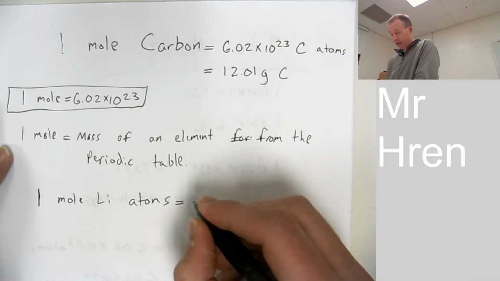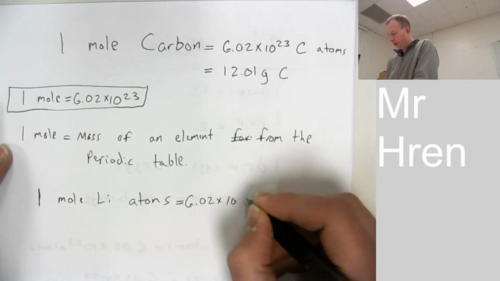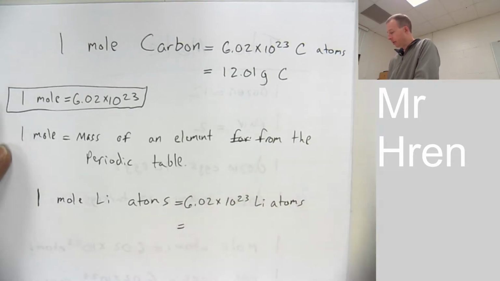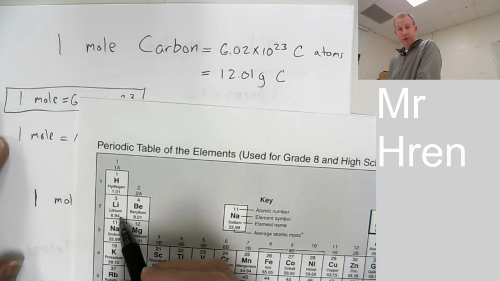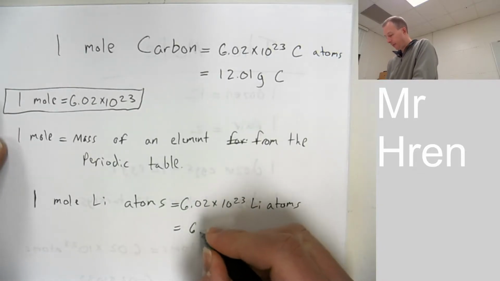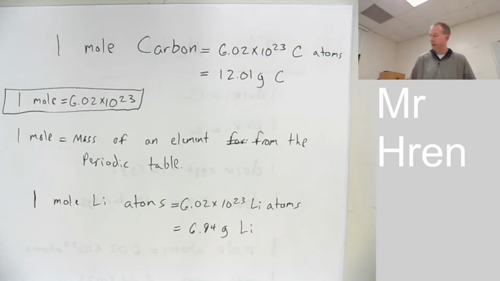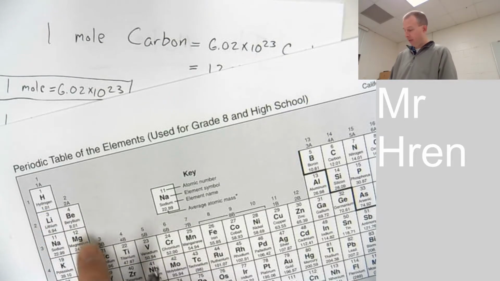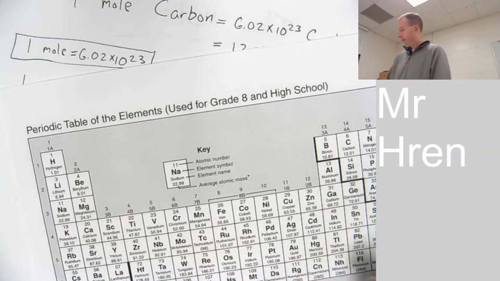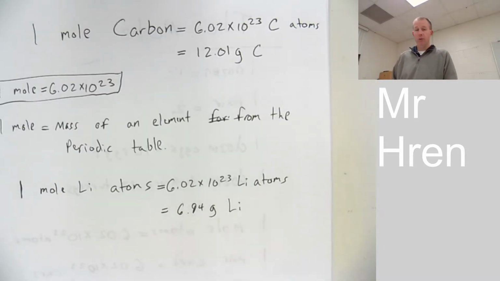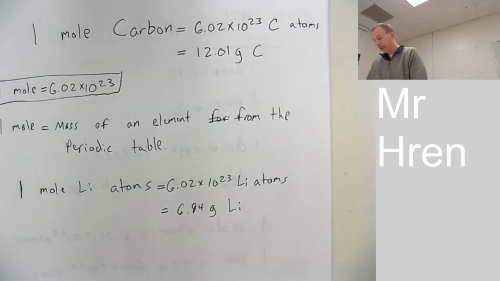So 1 mole of lithium atoms is equal to, again, 6.02 times 10 to the 23rd lithium atoms. But it's also equal to the atomic mass of lithium, which is 6.94 grams. So we'll say 6.94 grams of lithium. And it is important to understand that these numbers on the table don't represent grams. They represent atomic mass units. But the mole, the way it works, we found that if you have a mole of something, that's equivalent to the average atomic mass of something in grams on the periodic table. So that's the basic idea.